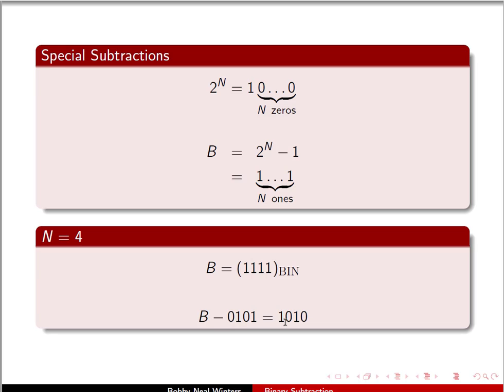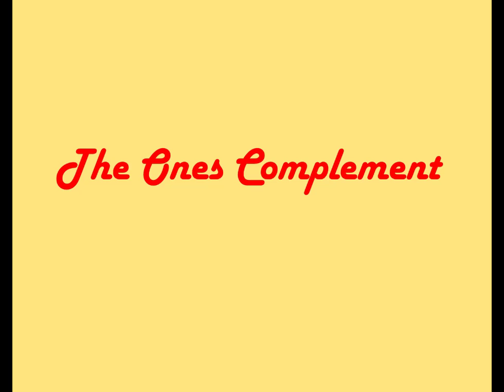What I want you to notice is when our B is this special number, all ones, if we subtract a number from it that has the same number of bits, then all I'm doing is flipping the bits. So I can do my subtraction here just by flipping the bits around. We will make use of this when we do our more general subtraction.